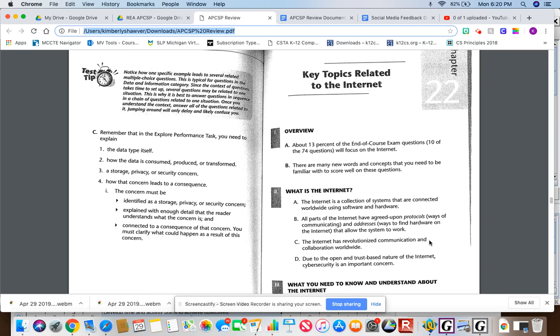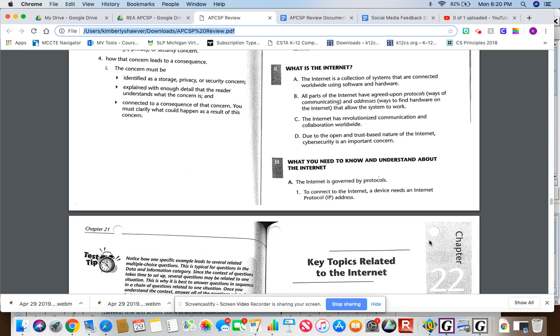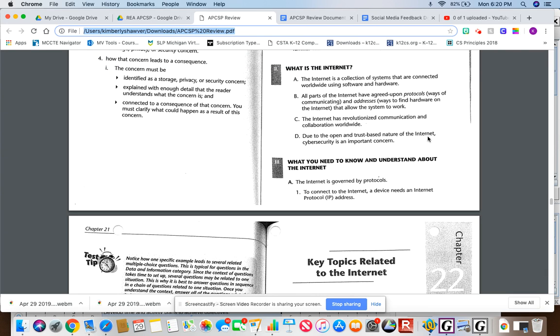Okay, the next unit is on the internet. So, the internet is a collection of systems that are connected worldwide using software and hardware. All parts of the internet have agreed upon protocols, which is a set of rules to make sure everybody can communicate properly. So, agreed upon protocols and addresses, ways to find hardware on the internet, allow the system to work.